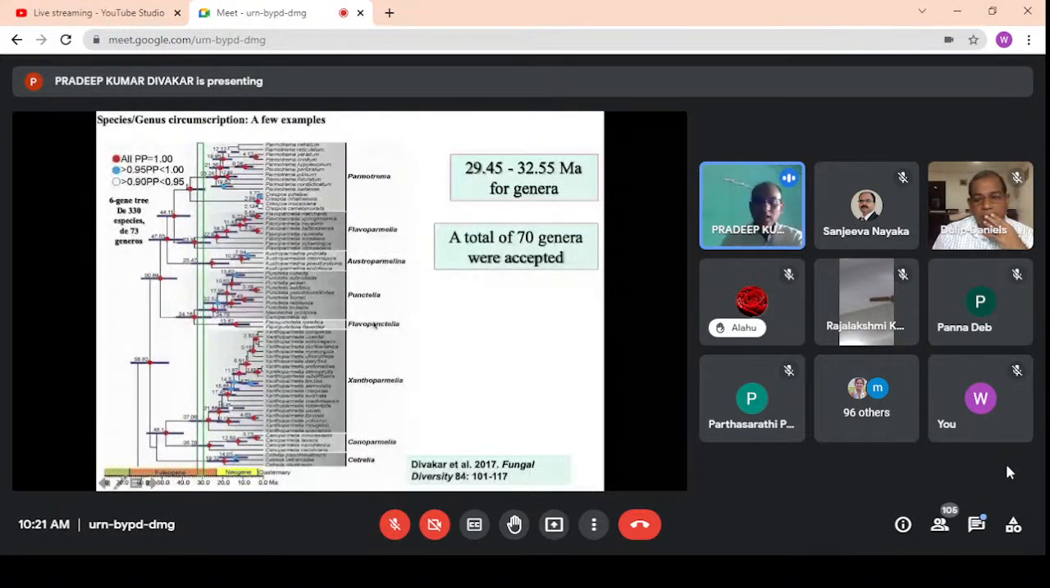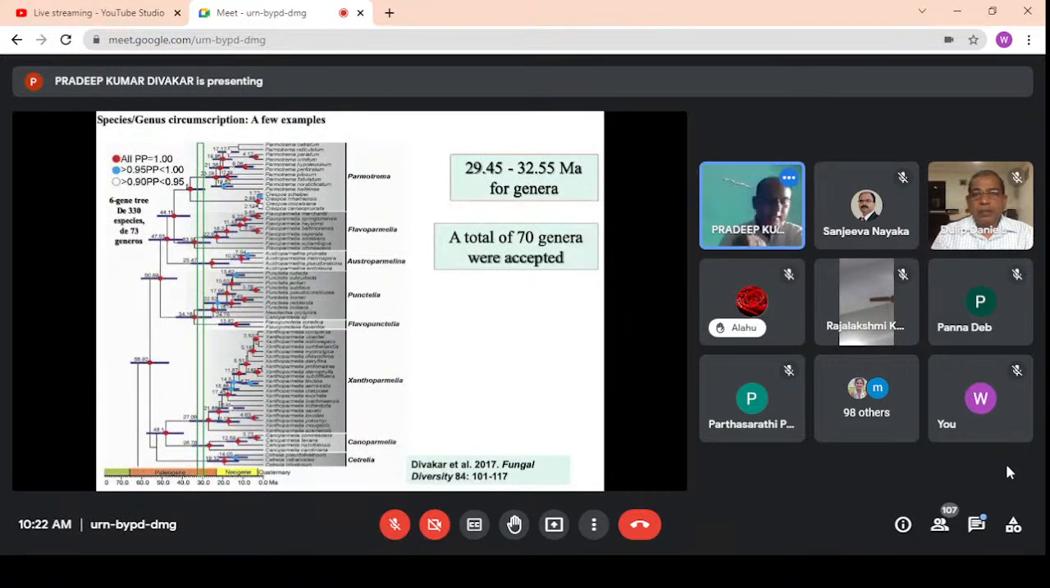That comes before that threshold were synonymized in the group. So this has been used for the first time in animals. They used a lot for the dated phylogeny, established the threshold for the generic circumscription, and we used the 5% error for that time. And with this approach, we accepted a total of 70 genera in Parmeliaceae at that time.